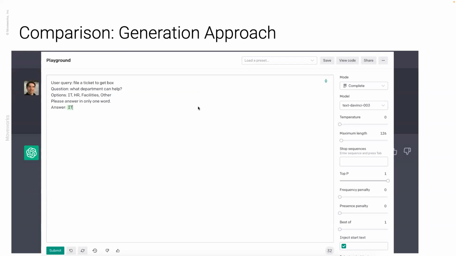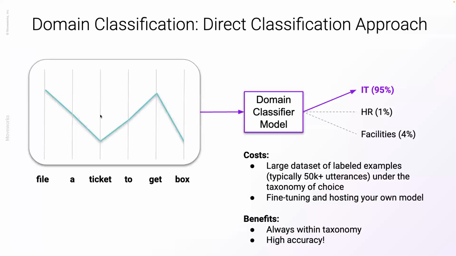This is the kind of thing called, I guess, basic prompt engineering, where you say, okay, user query: file ticket to get Box. Question: what department can help? Options: IT, HR, facilities, other. Please answer only one word. And yes, this finally got it to work. This is the kind of thing people are doing, and it's a way to quickly build something out, but it can be a little bit brittle.